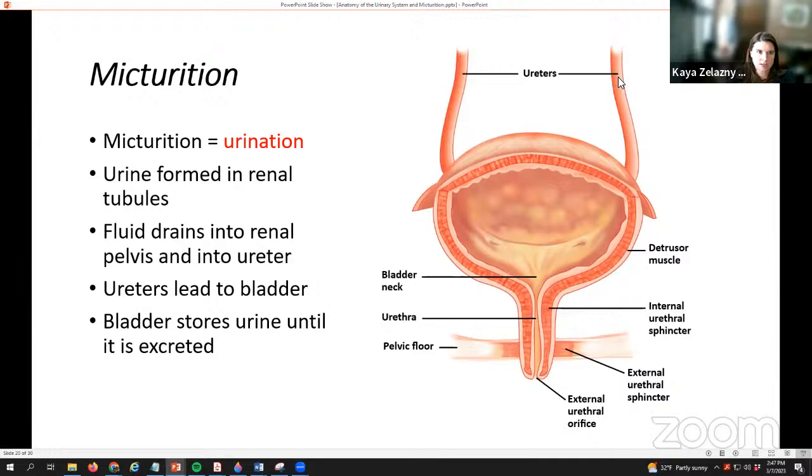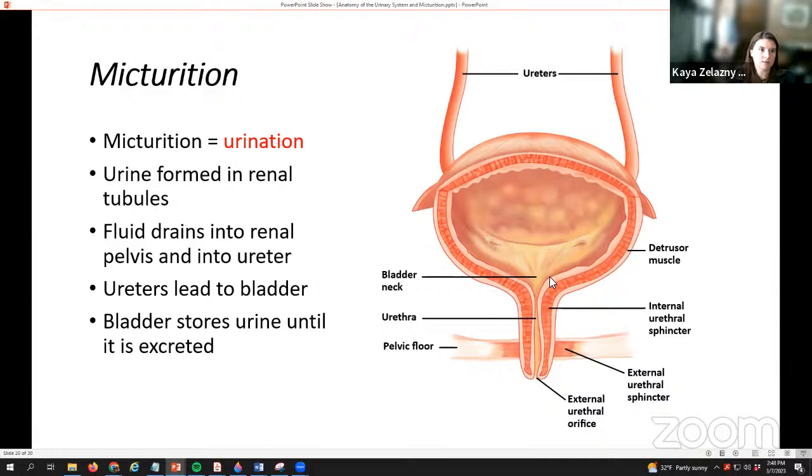Okay. So we formed the urine in the renal tubules, which is just another word essentially for the nephron and its tubules, that proximal tubule and the distal tubule. That fluid drained through the renal papilla into the minor calyx, the major calyx, the renal pelvis, ultimately into these ureters, which is where we're picking it back up now. The ureters lead you into your bladder, and the bladder stores the urine until you're ready to excrete it, aka until you're ready to pee, urinate, micturate, okay?